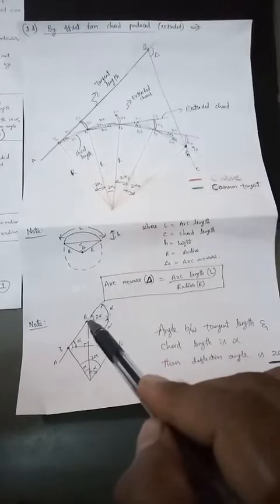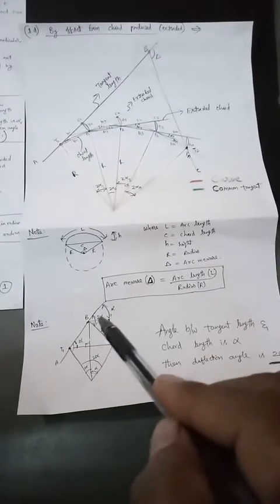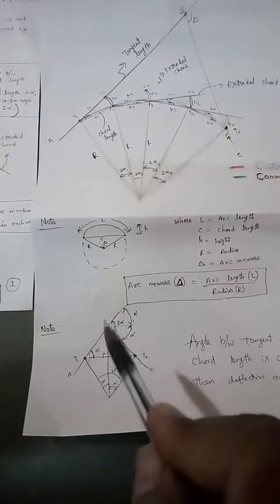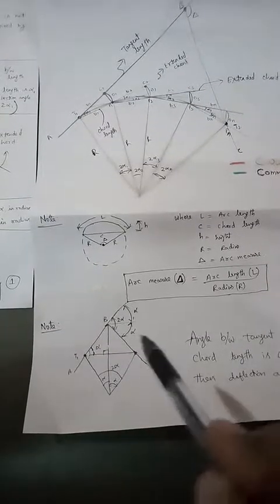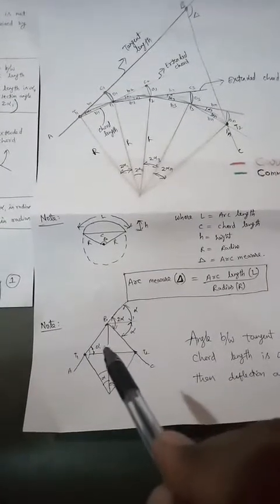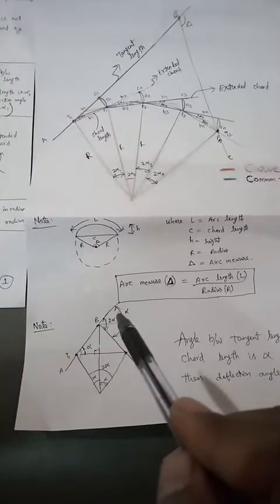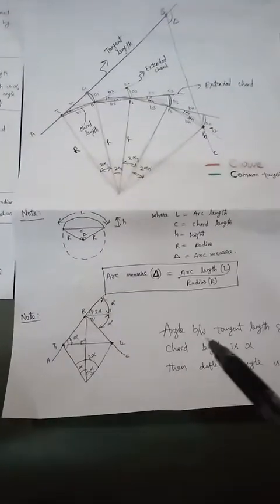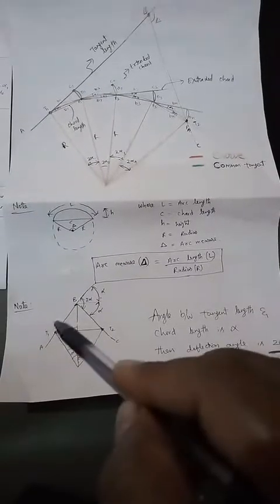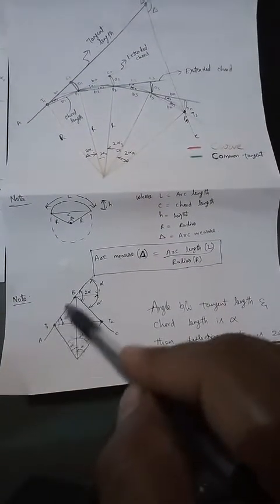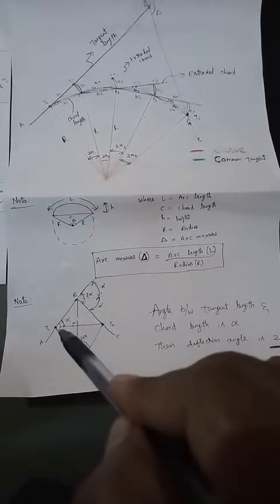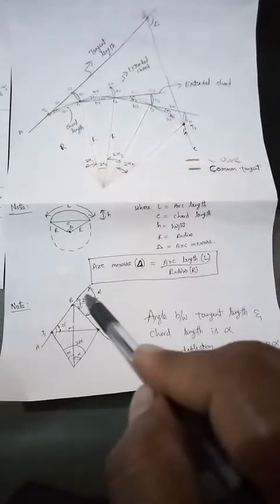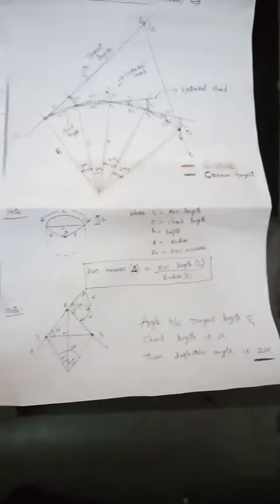Okay, so we will see here this one triangle. The long chord is divided into two halves, left chord and right chord. So see, by similar triangle, this alpha we will get here. Here, this is the angle between the tangent length T1B and the chord length, which is alpha. Then the deflection angle is 2 alpha. So this is the second note.